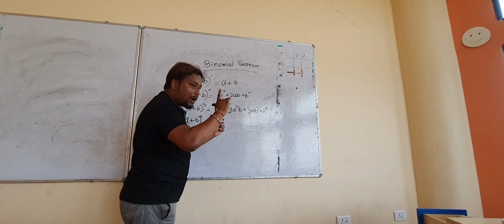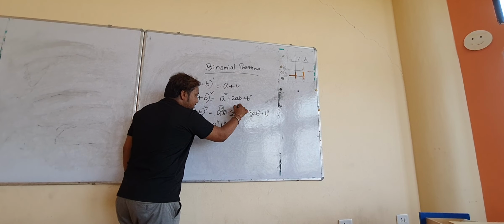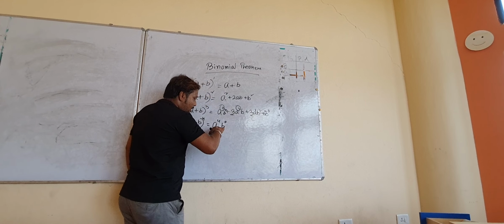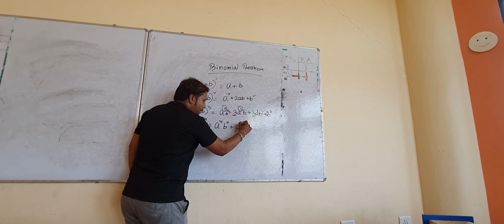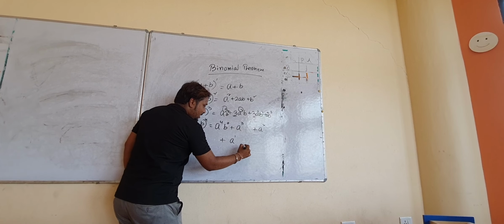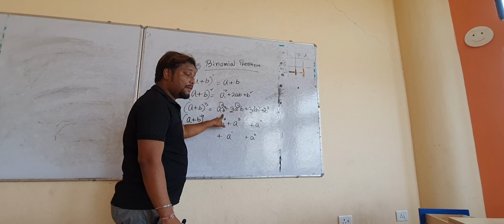Now, you see the power of a. It decreases. First it is 3, then it is 2, then it is 1, then it is a to the power 0. Now here you can simply write a to the power 4, the next term will be a to the power 3, then a to the power 2, then a to the power 1, then a to the power 0. Right? Now observe b.